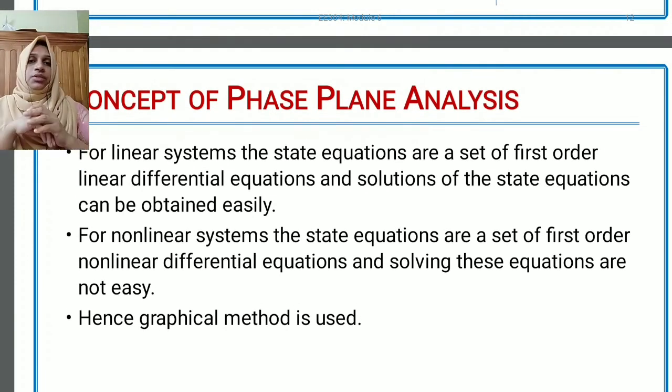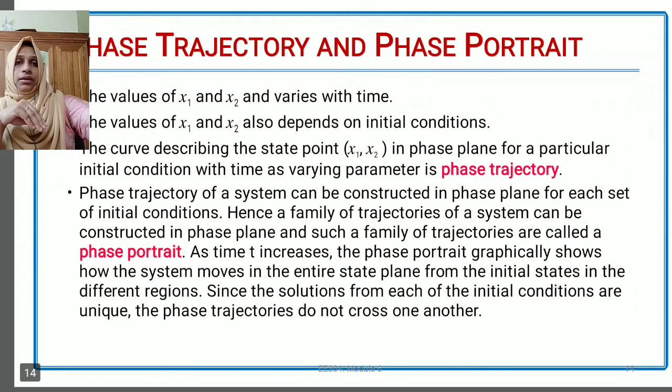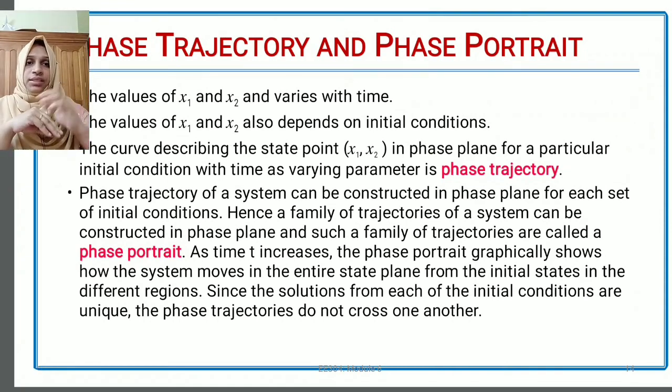So the concept is, for a linear system, the state equations are a set of first order linear differential equations, and the solution of these state equations is easy. But in the case of a nonlinear system, the state equations are a set of first order nonlinear differential equations. So solving this is a hard one. It is not an easy task. So we go for a graphical method. Phase plane method is one of the graphical methods. In this, we draw the phase trajectory. As I explained, the locus of the x1, x2 point is called the phase trajectory.